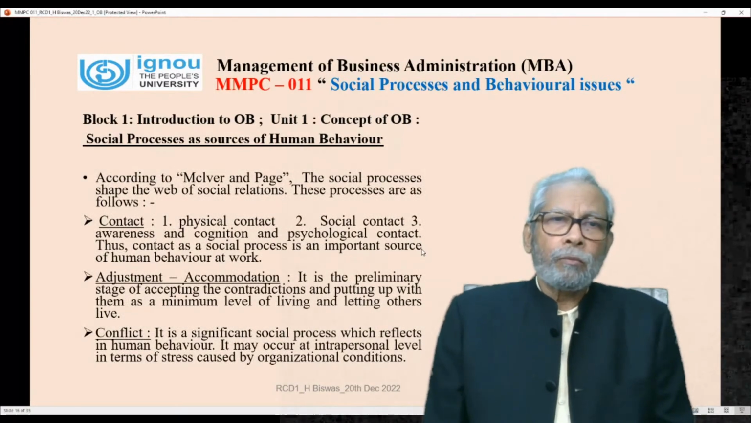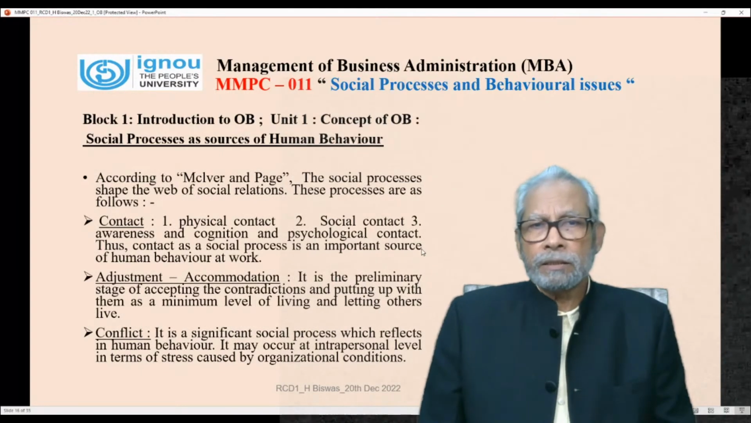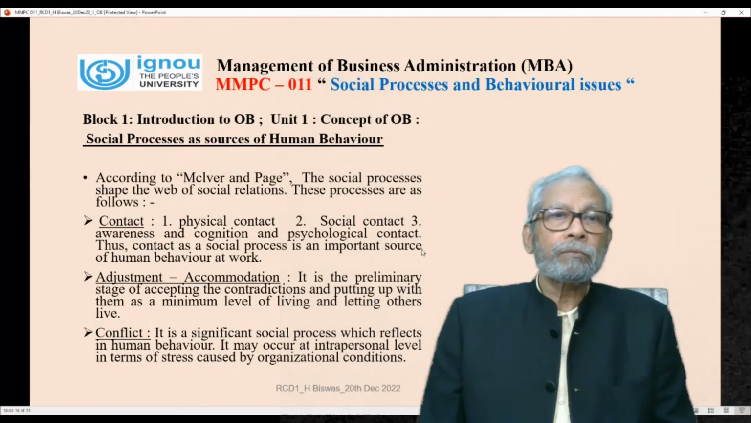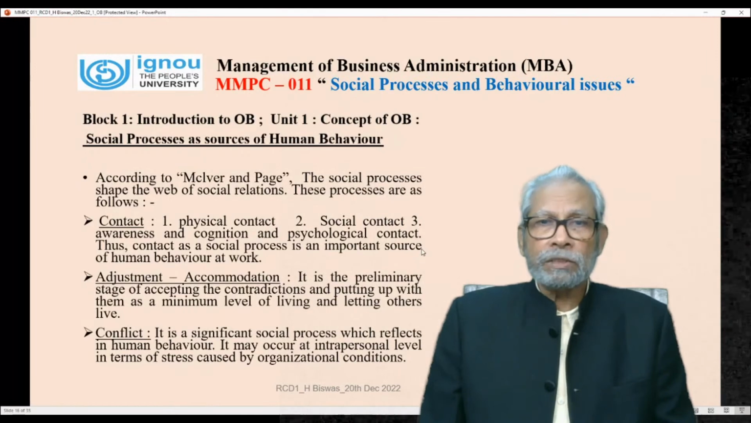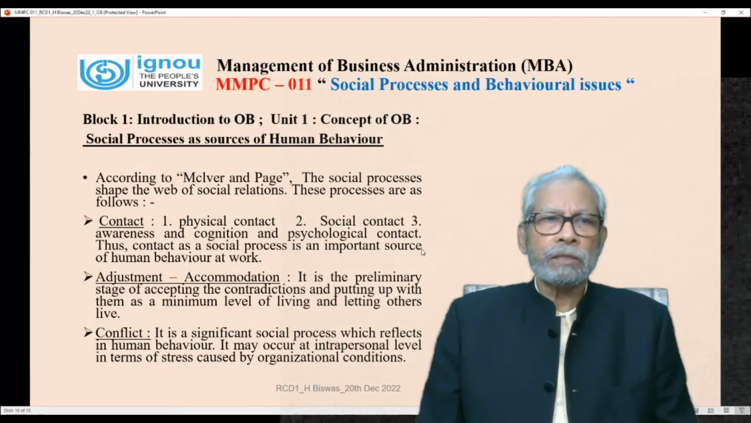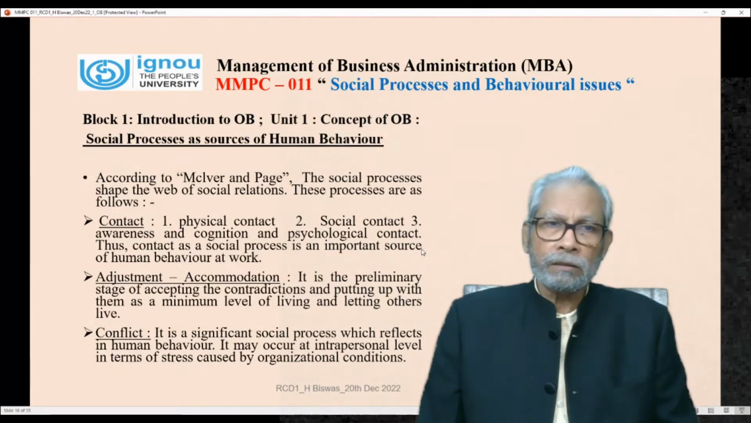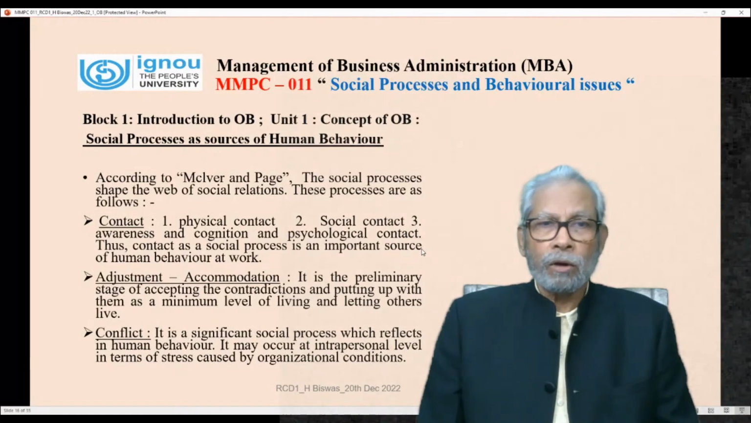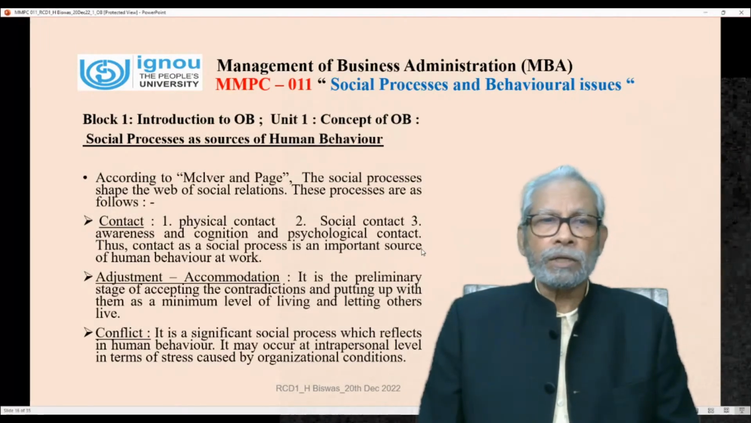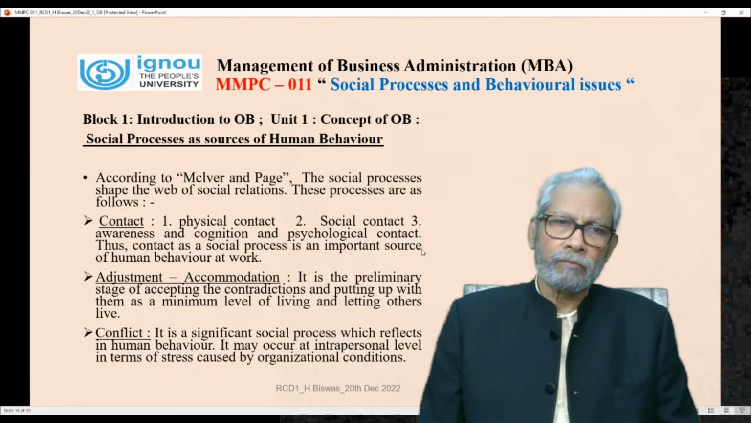Then, according to McNamara and Page, social processes are the web of social relations. These processes are as follows. One is contact. It may be physical contact, social contact, awareness and cognition, and psychological contact. Thus, contact as a social process is an important source of human behavior at work.